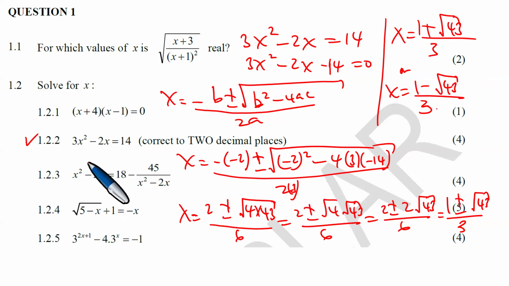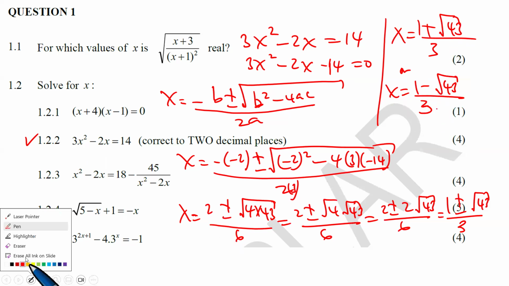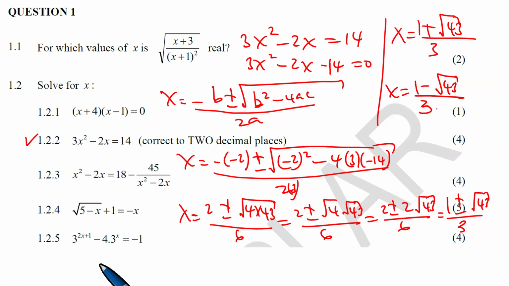Okay, this one, 1.2.2. All right, we've got the answers there. And obviously you can express these as decimals. So the top one, for example, is approximately what? The 1 plus square root of 43 over 3. x is approximately 2.52, and the other is approximately minus 1.85. So these are the two answers to 1.2.2.